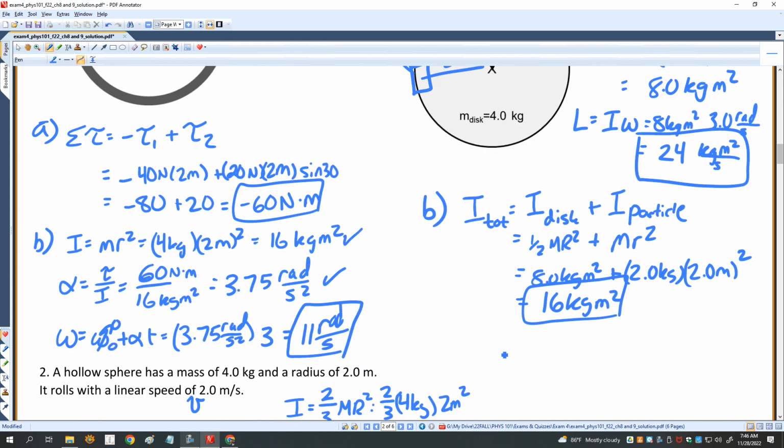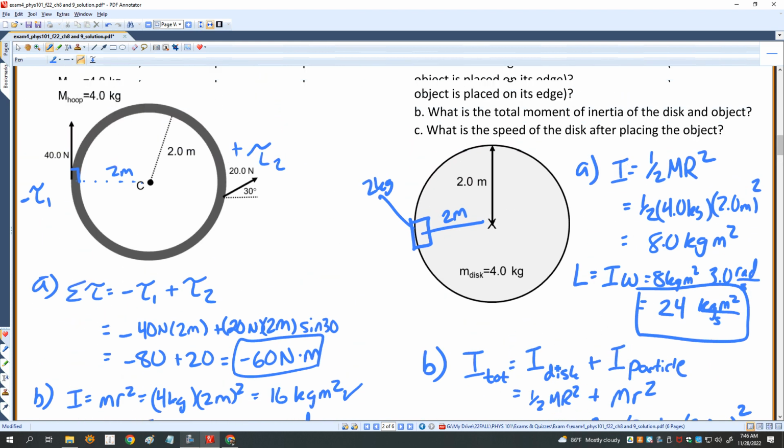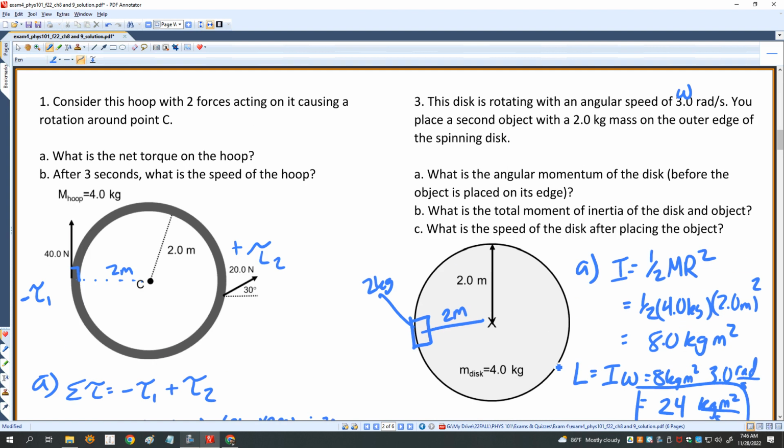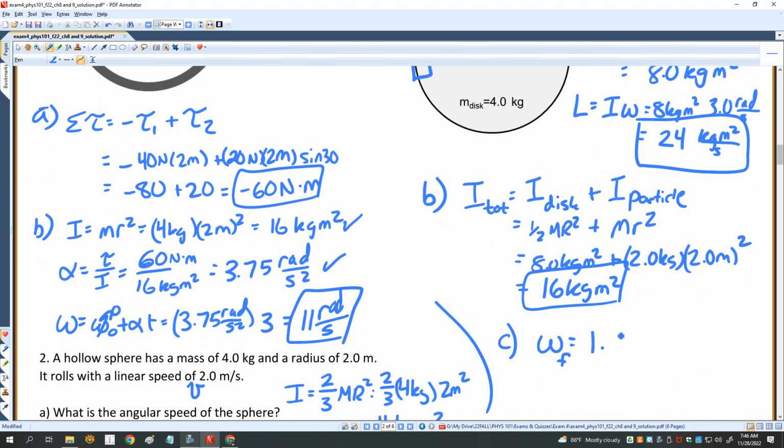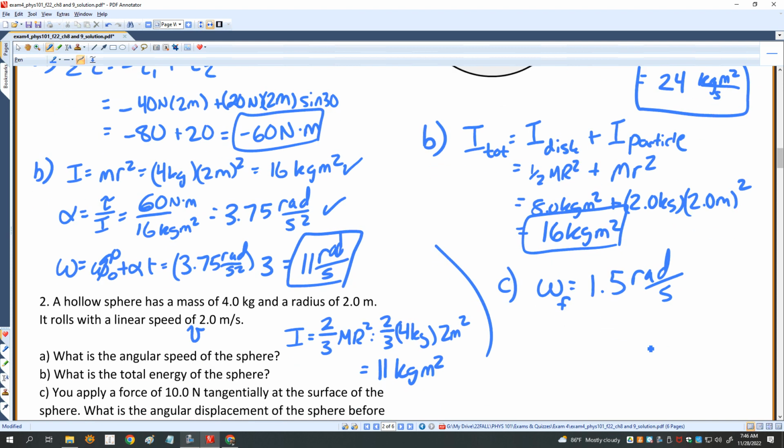And now I want to know, what is the new angular speed? Well, you could probably say, since the moment of inertia is doubling, that means that the speed is halving. And so the final speed of this thing is going to be, let's see, initially it was 3 radians per second, so now it's going to be 1.5 radians per second. You might be able to just sort of reason that out because our moment of inertia is doubling, so you know it's going to slow down.